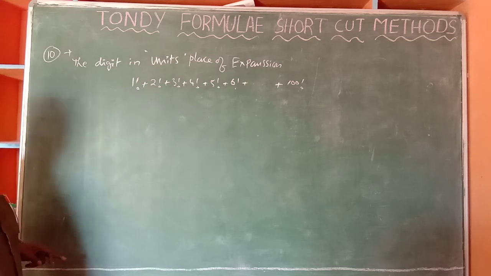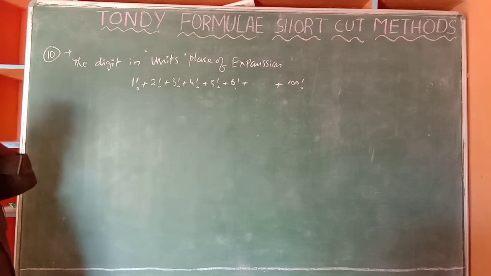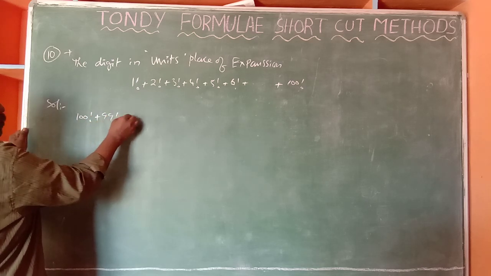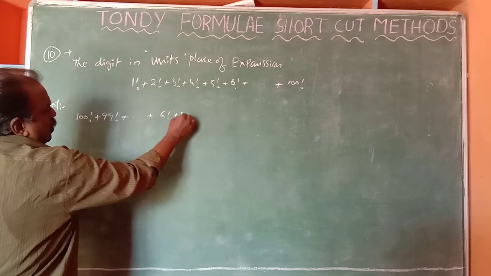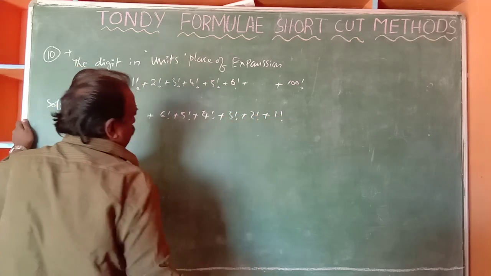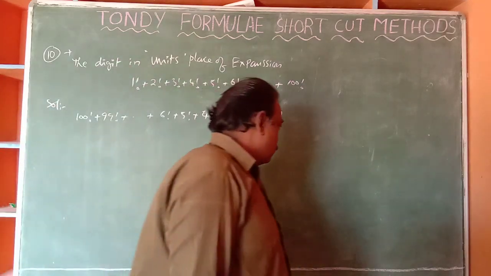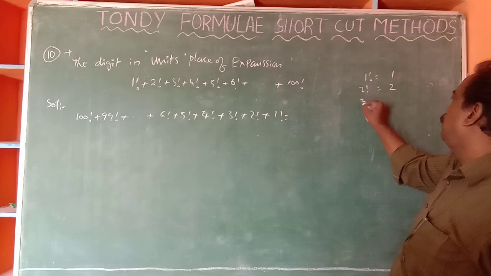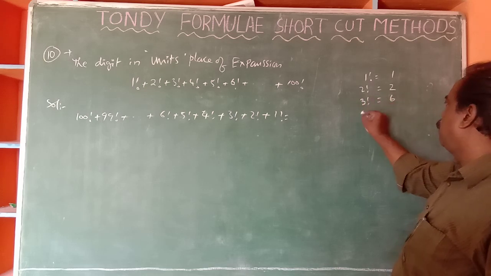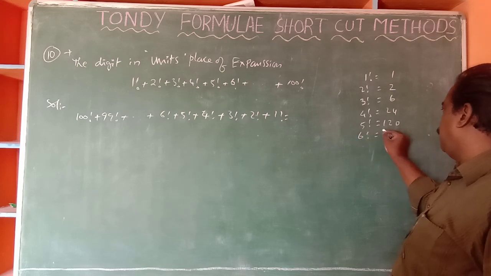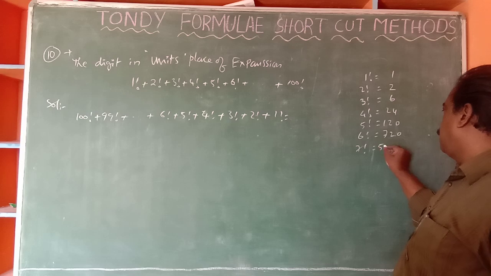It is also a confusing problem, but it is also asked in the exam. Solution. You see, 100 factorial, 99 factorial, and so on up to 6 factorial, 5 factorial, 4 factorial, 3 factorial plus 2 plus 1 factorial. 1 factorial is 1, 2 factorial is 2, 3 factorial is 6, that is 3 into 2 into 1, 4 factorial is 24, 5 factorial is 120, 6 factorial is 720, 7 factorial is 5040.